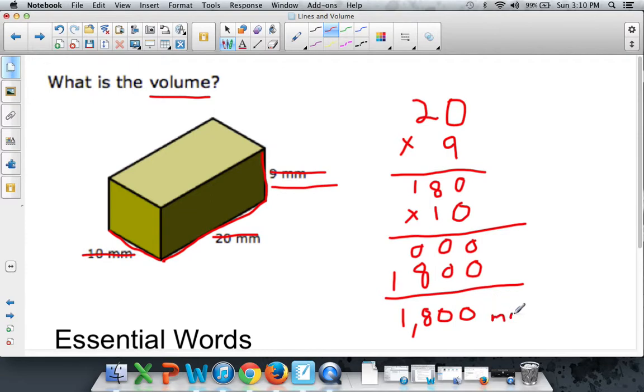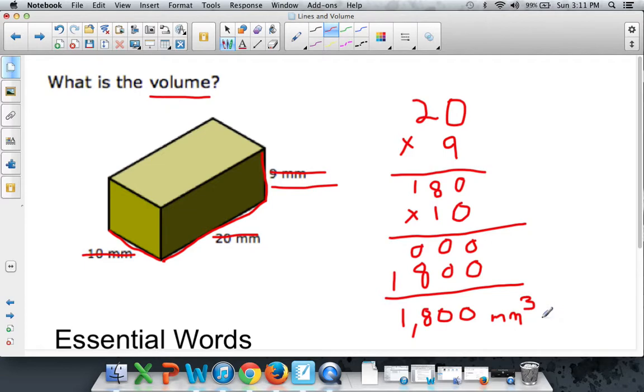And don't forget, in area you put a little squared 2 because you've multiplied 2 numbers. But in volume you've multiplied 3 numbers. So go ahead and put a little itty bitty 3.